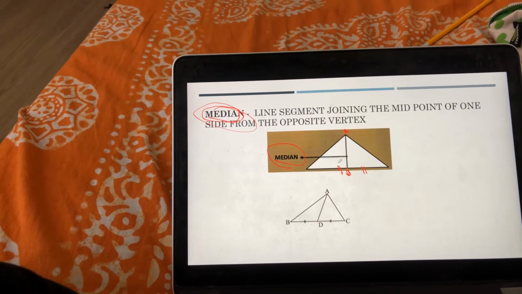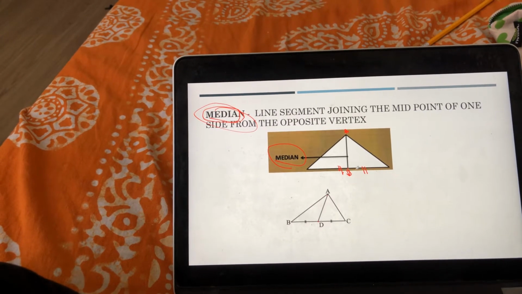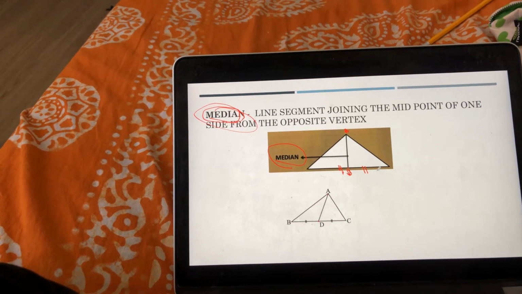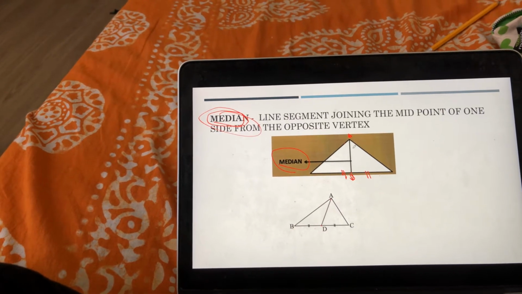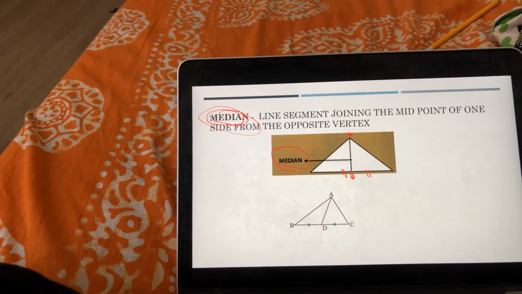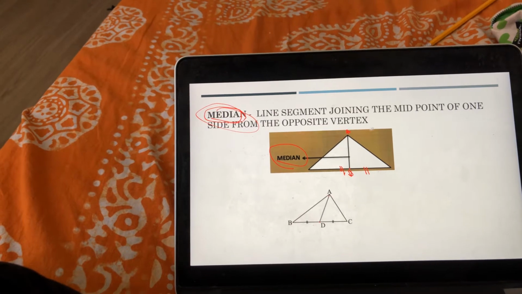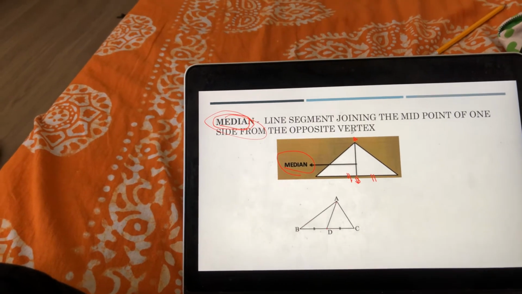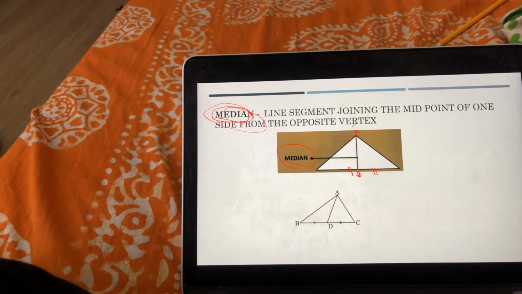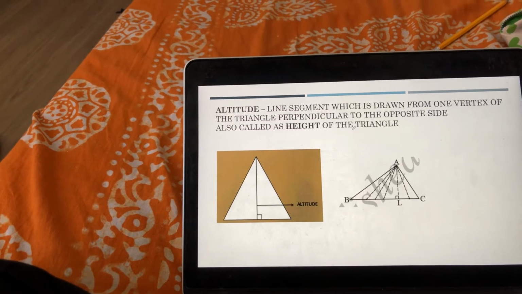So median is the line segment joining the vertex to the midpoint of the opposite side, or joining the midpoint of one side from the opposite side. So either way, that is called a median. Line segment joining the midpoint of one side from the opposite vertex. Got it? So we'll move on to altitude.